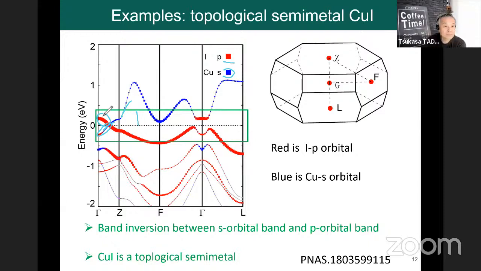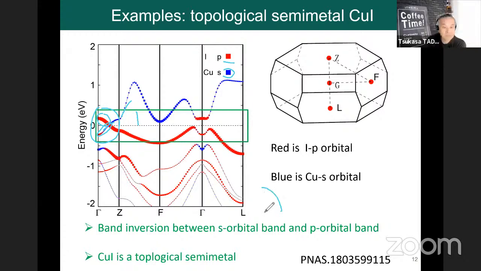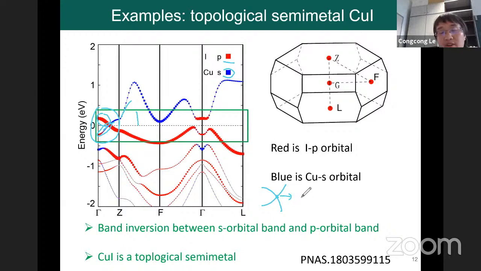So in this case, here is a band inversion. And also here, there is a band inversion at a close point, like this. This point is protected by symmetries. So we can form the band inversions between s orbital and p orbital.